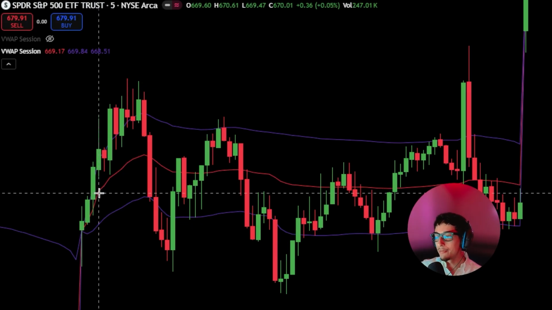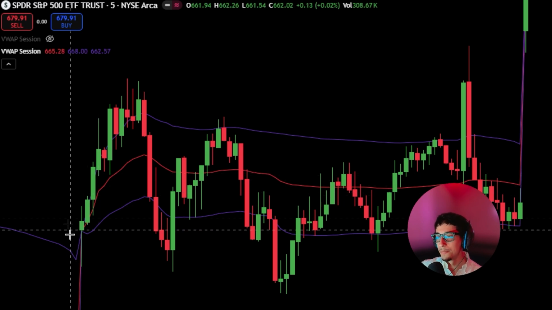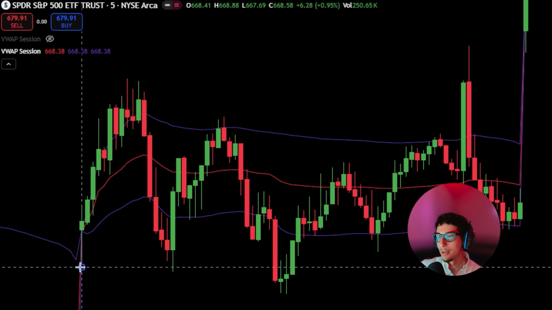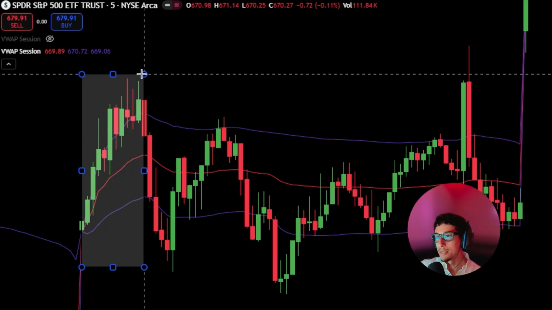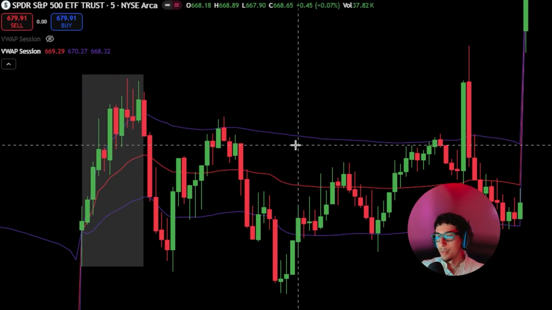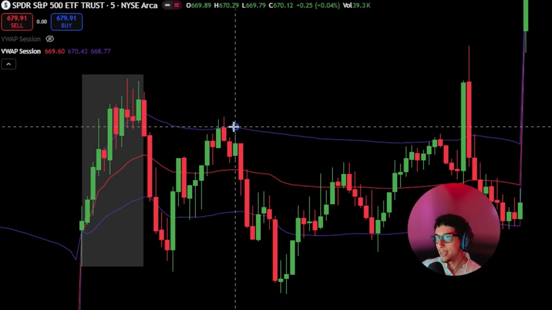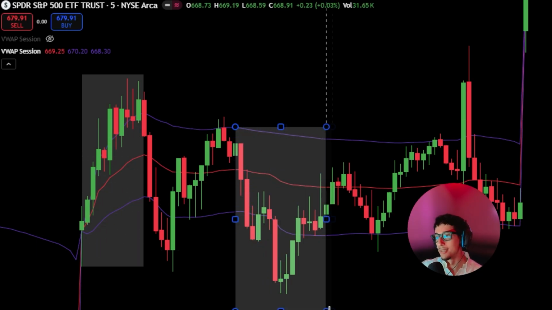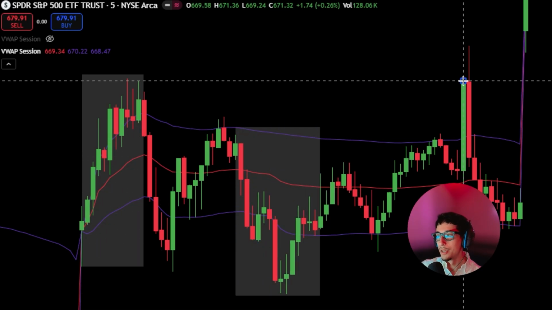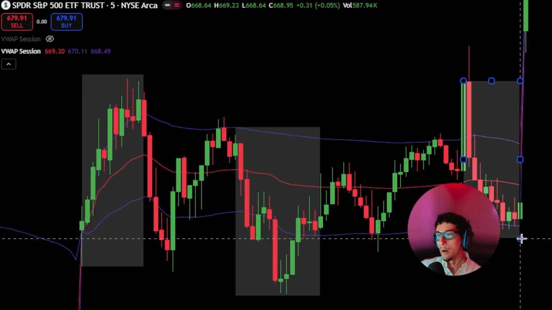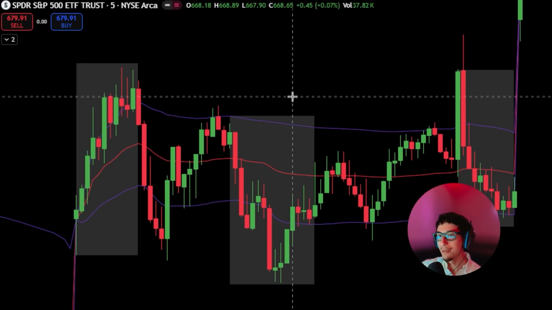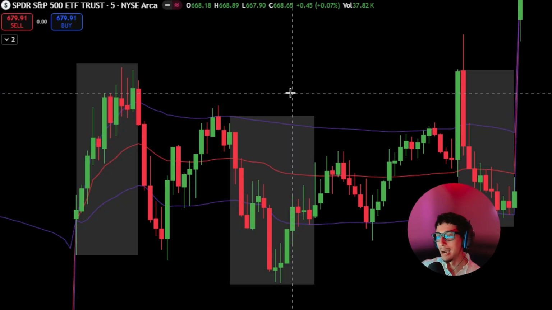Now, to simplify it for your eyes, I'm going to create a box for the first time window, and that's going to be from market open to about 7:30 a.m. Pacific time. That is the first hour that the market is open. The second reversal period happens between 9 a.m. Pacific to about 10 a.m. Pacific. And lastly, the third time window is going to be from 12 p.m. to about 1 p.m. PST.